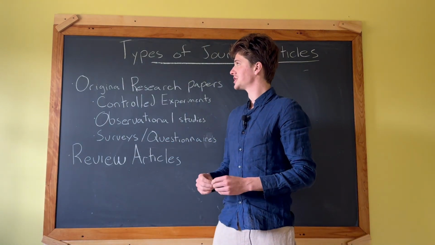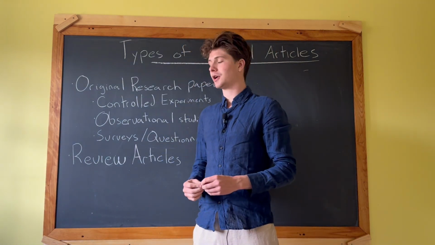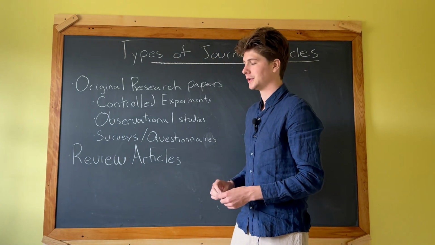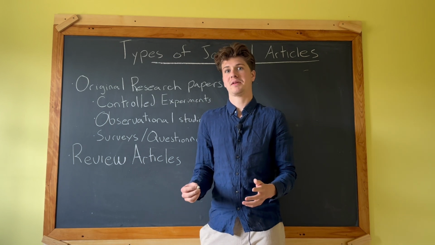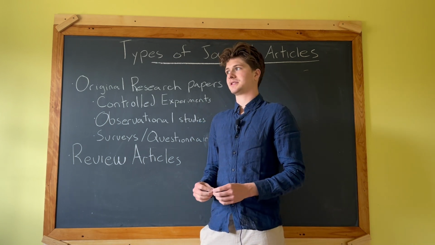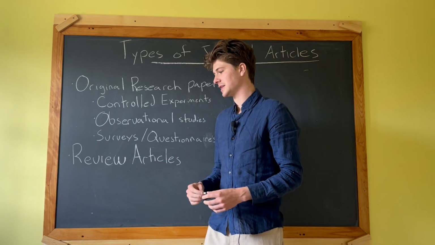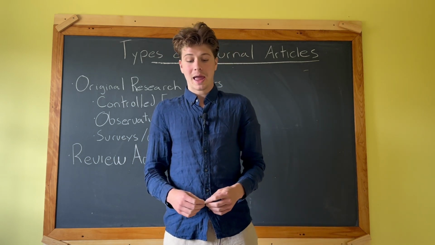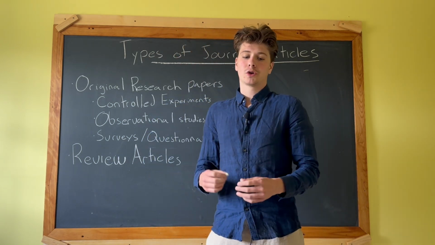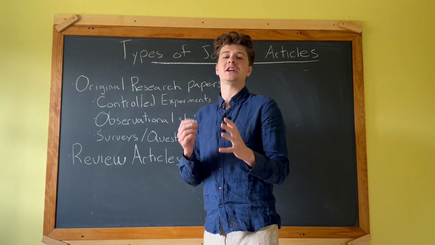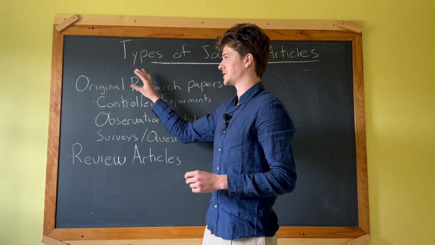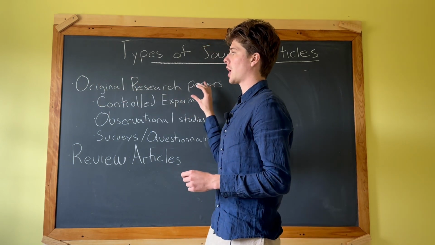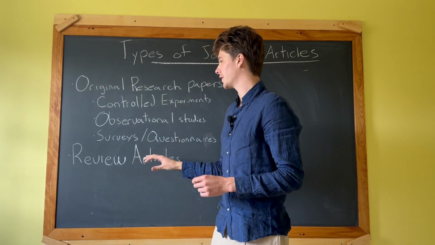Okay, another branch of types of journal articles are review articles. These are very common. They're commonly referenced on Instagram, social media, things of this nature. They're commonly referenced by scientists as well. And for good reason in theory, right? Because if the controlled experiments are good, a review article could be helpful.